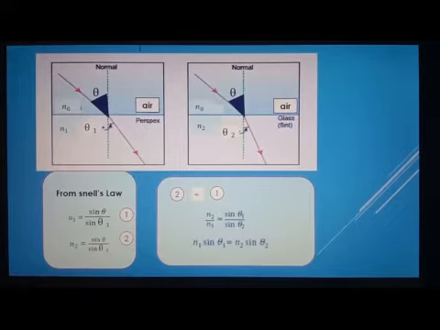Okay, or we can just rearrange. So we get n1 sine theta 1 equals n2 sine theta 2. Actually, this expression also represents Snell's law. So this one I show you how we get this equation, for those who cannot get how to derive the equation. Okay, so we are going to use this equation to solve calculation problems later.